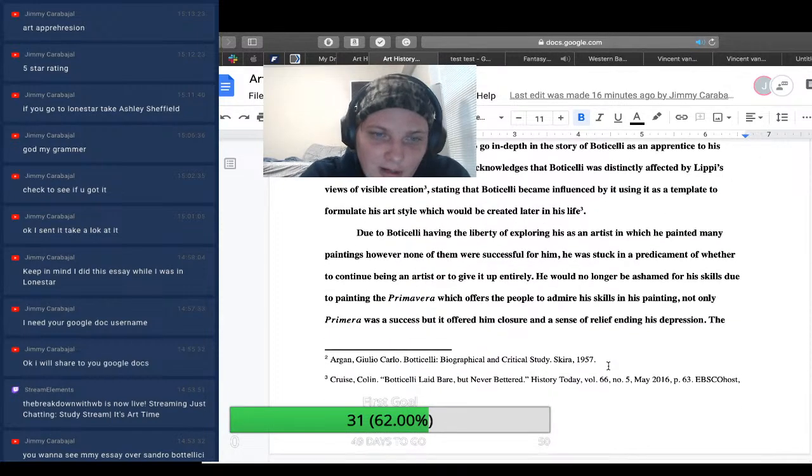One more paragraph. Due to Botticelli's having the liberty of exploring his art as an artist, in which he painted many paintings, however, none of them were successful for him. He was stuck as a predicament of whether to continue being an artist or to give it up entirely. He would no longer be ashamed for his skills due to the painting the Primavera, which offers people to admire his skills in the painting. Not only Primavera was a success, but it offered him closure and a sense of relief, ending his depression.